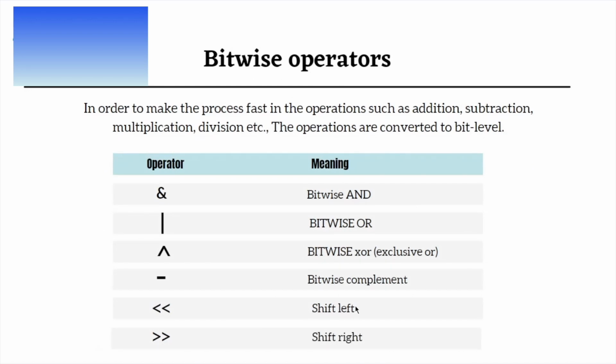The next comes bitwise operators. These are the same as the logical operators, but the difference is we do this bitwise. In order to make the process fast in operations such as addition, subtraction, multiplication, division, etc., the operations are converted to bit level. Basically, you can see bitwise AND, OR, XOR, bitwise complement, left shift and right shift operators here. The left is the symbol, the right is the meaning. Just remember these things while we do our hands-on in Dev C++. We'll discuss every point to point, no issues.